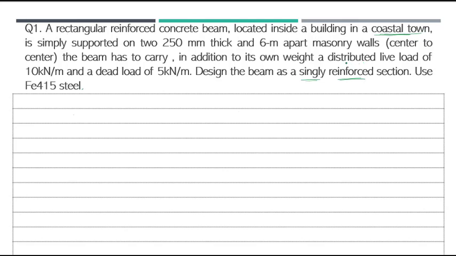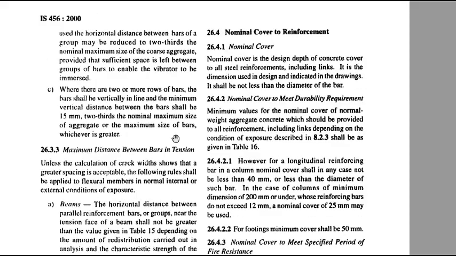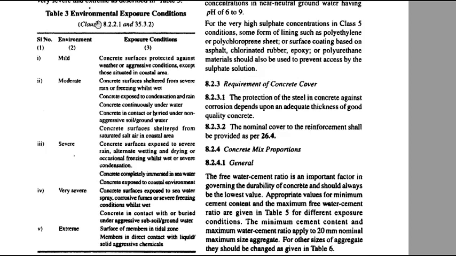It's very important. So here we have to specify the grade of concrete before designing. Since it's not specified, let us see the code for the exposure condition. You come to table number 3 where exposure condition has been given. Now if you read moderate and look into this, you can go through different environment and the exposure condition, and you can select what is the environment.